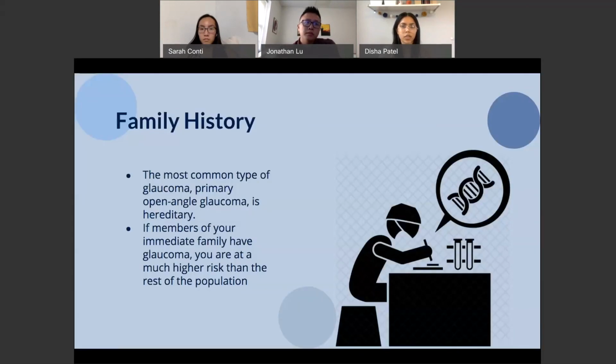As mentioned earlier, the most common type of glaucoma, primary open-angle glaucoma, is hereditary. If members of your immediate family have glaucoma, you are at much more risk than the rest of the population. Family history increases risk of glaucoma 4 to 9 times. If you're at increased risk, you may need more frequent screening.